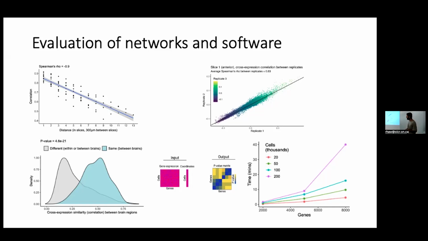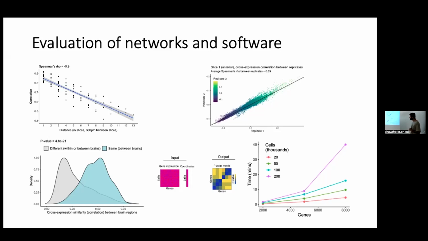In the top right, this was another kind of global analysis where we tried to look at cross-expression networks between different replicates. So in this setup, we had 3 replicates, and we compared them, and you can see it's a pretty strong correlation between their cross-expression networks.